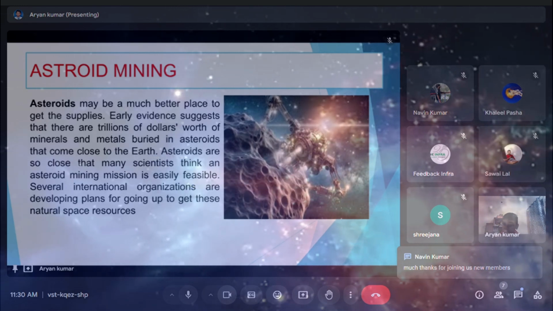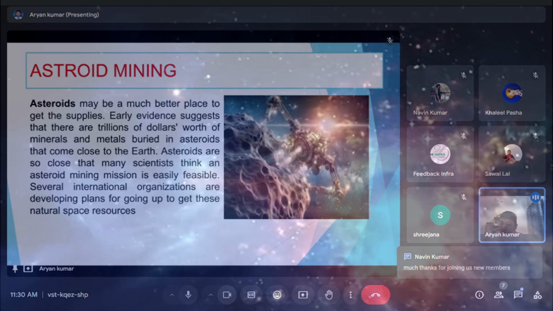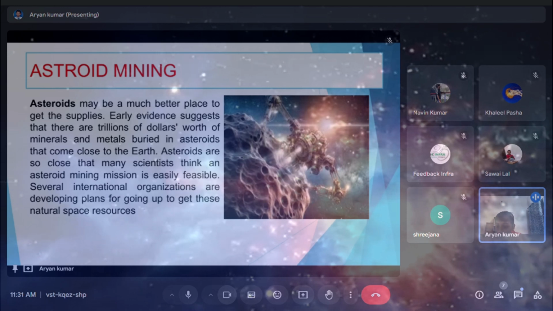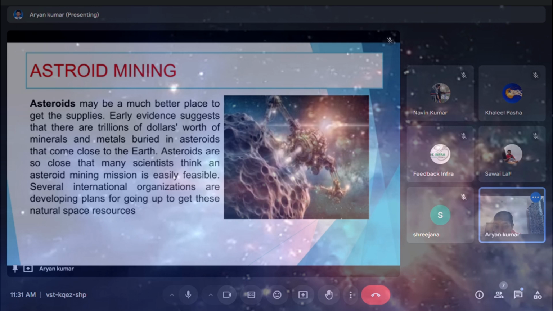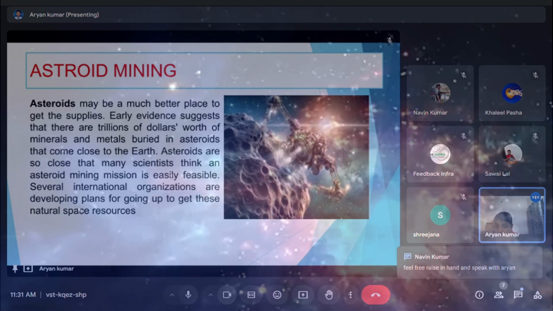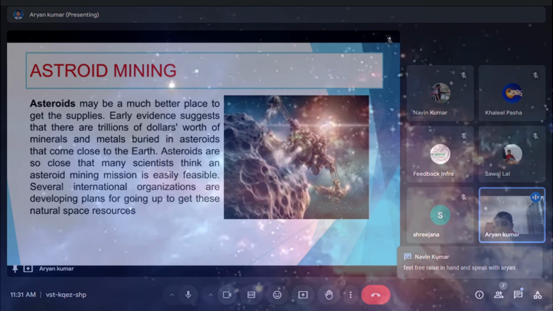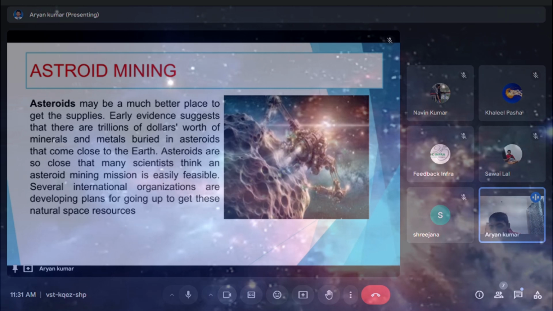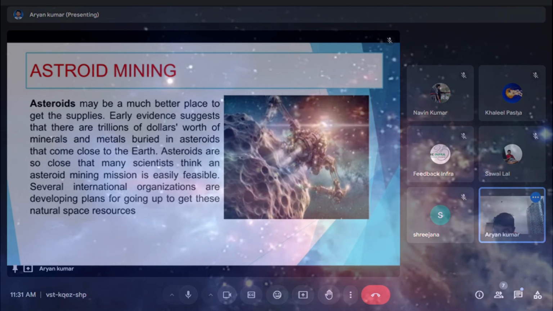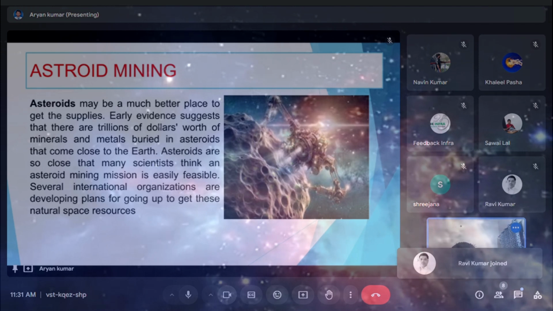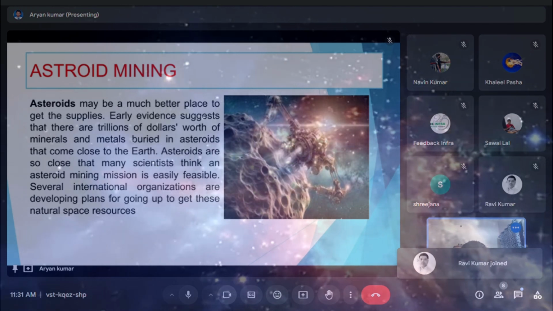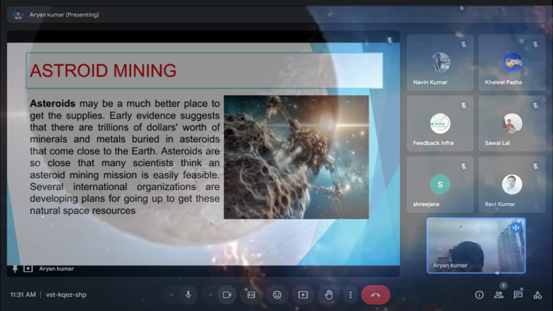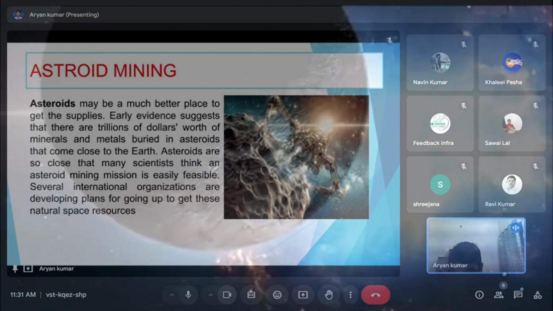Okay, so asteroid mining. Asteroids may be a much better place to get the supplies. Early evidence suggests that there are trillions of dollars worth of minerals and metals buried inside asteroids that come close to the Earth. Asteroids are so close that many scientists think that it is an easy mission and very feasible. Several international organizations are developing plans for going up to get those natural space resources. So yes, this is something that we can still do right now, and we have the capability to do this.